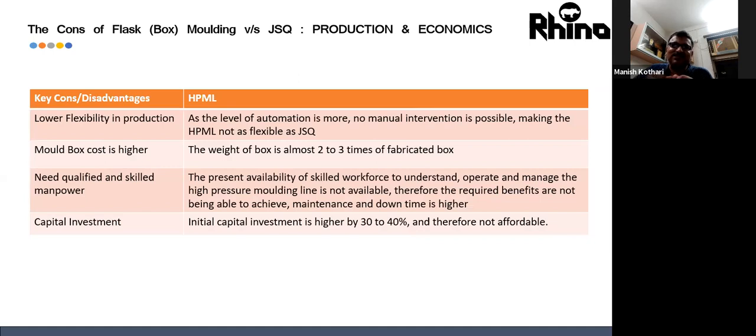And as I said, there are disadvantages also, where I will not have as much flexibility in production in high pressure as I would have in Jolt Squeeze. Because I can have different box sizes, I will just adjust my squeeze head board. There's not a very big investment or change needed to change my box size in Jolt Squeeze, as compared to high pressure. The weight is more than the fabricated, so the initial investment is more.